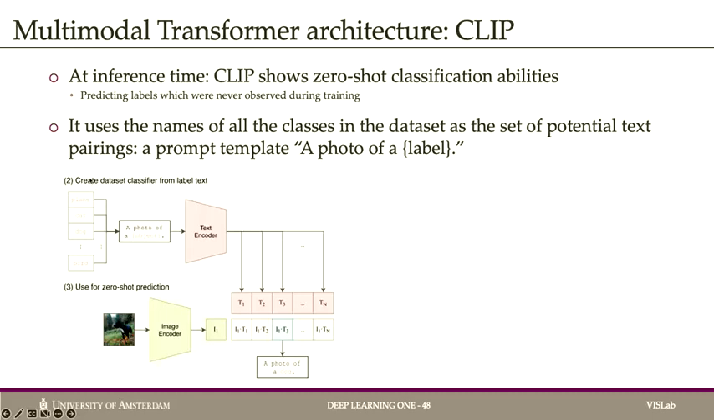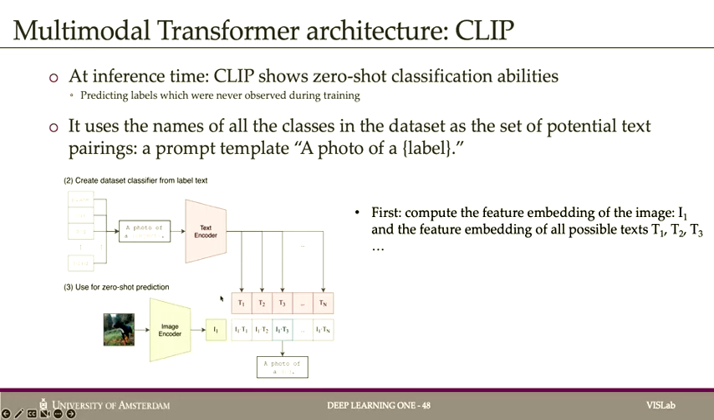So at inference time, what happens? We have all the possible labels for a given image, and we construct sentences like this: a photo of a plane, a photo of a car, a photo of a dog, a photo of a bird. Those are all different options, all different captions. We encode them with the text encoder, which gives us all these different representations. Then we also encode the image, and we compute the similarity between all these sentences and the image.